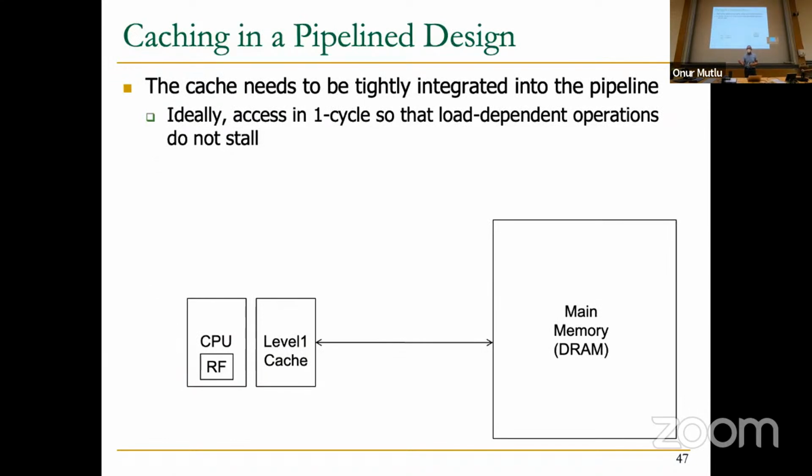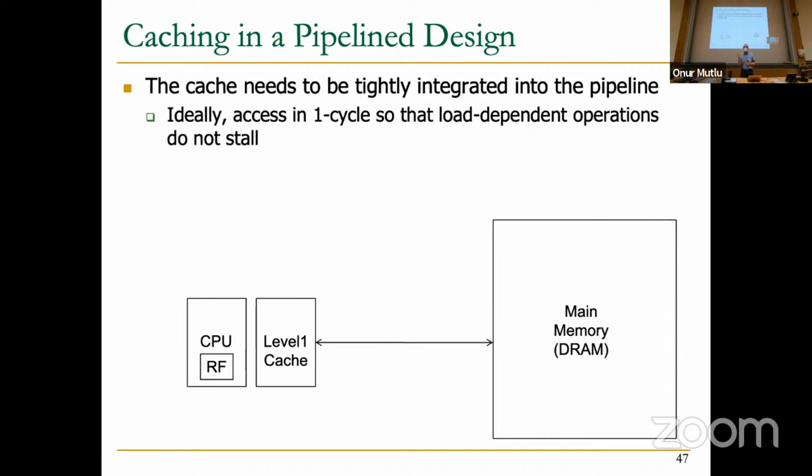Okay, so let's talk about caching in a pipeline design. So I already mentioned this. The cache, especially the L1 cache, needs to be tightly integrated into the pipeline. Ideally, remember when we were designing the pipeline, we actually had magic memory. We said in one cycle, we get the data. If we don't get it in one cycle, we stall the processor. Okay, in an out-of-order processor, you can tolerate some latencies, but if your latencies become larger, the latency tolerance becomes harder also in an out-of-order processor.